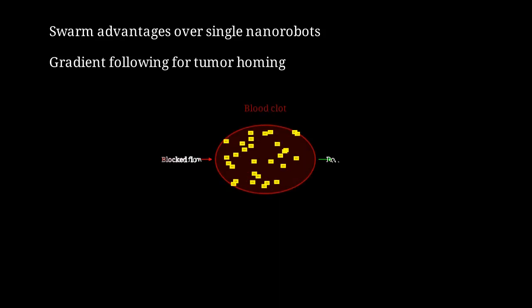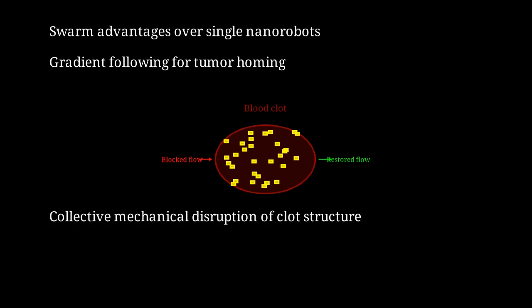Clot dissolution: nanorobot swarms could mechanically or chemically break down blood clots, which cause strokes or heart attacks, restoring blood flow faster and more precisely than systemic drugs. Through coordinated mechanical action, swarms could physically disrupt the fibrin mesh structure of clots. Individual nanorobots lack sufficient force, but collective action overcomes this limitation.